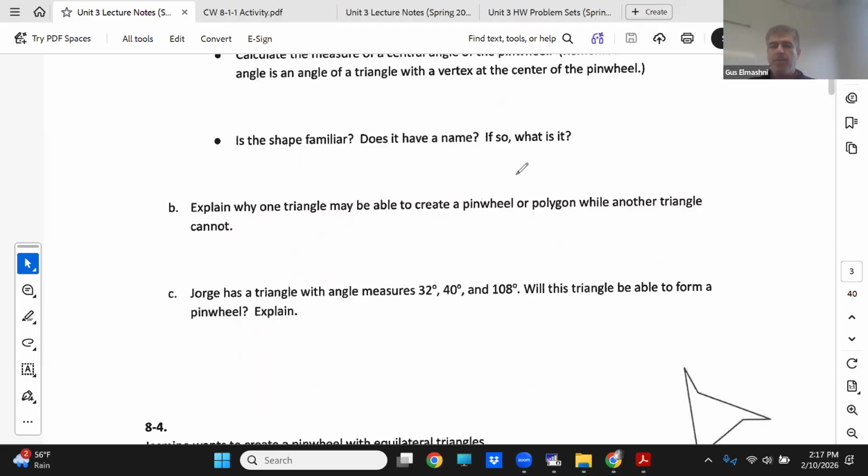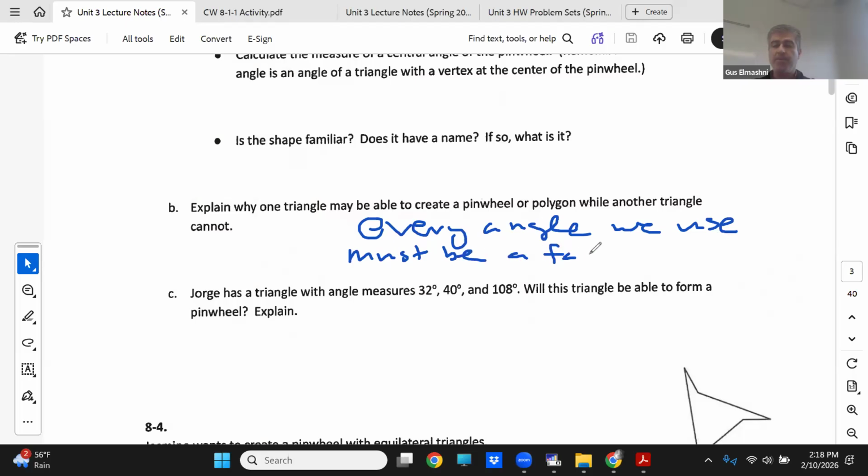So for example, every central angle, or sorry, every angle. Okay, guys, quiet, please. Every angle we use must be a factor of 360 degrees. That's kind of the key takeaway here. I know it's kind of hard to see that.